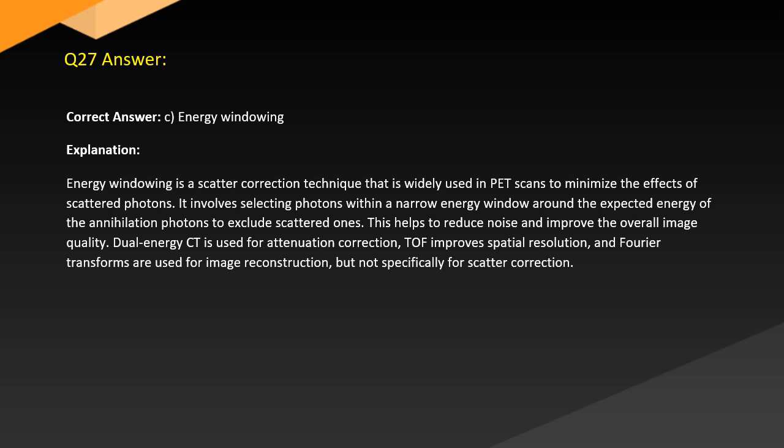Explanation. Energy windowing is a scatter correction technique that is widely used in PET scans to minimize the effects of scattered photons. It involves selecting photons within a narrow energy window around the expected energy of the annihilation photons to exclude scattered ones. This helps to reduce noise and improve the overall image quality. Dual-energy CT is used for attenuation correction. TOF improves resolution, and Fourier transforms are used for image reconstruction, but not specifically for scatter correction.